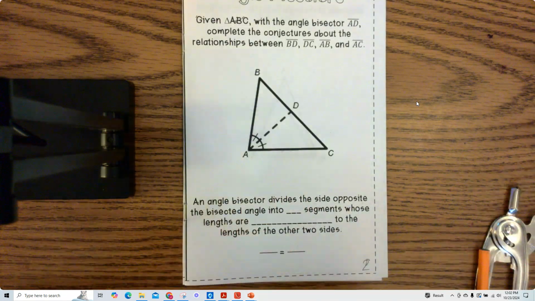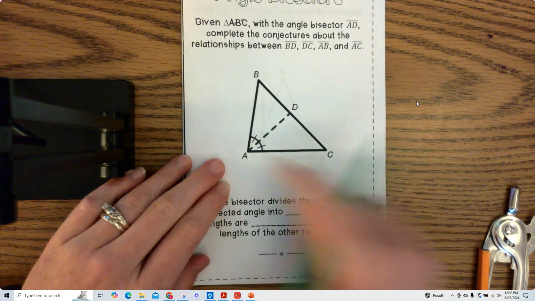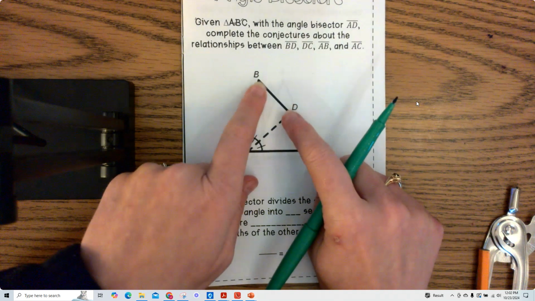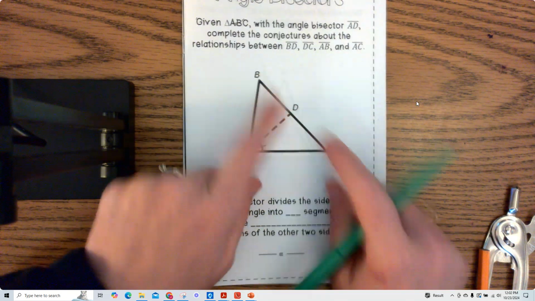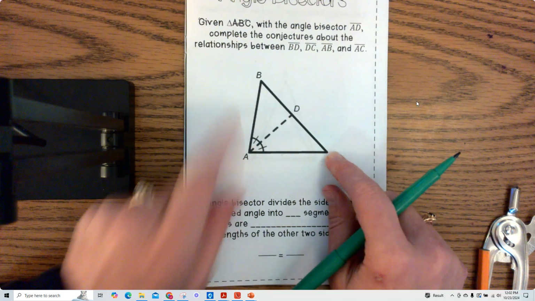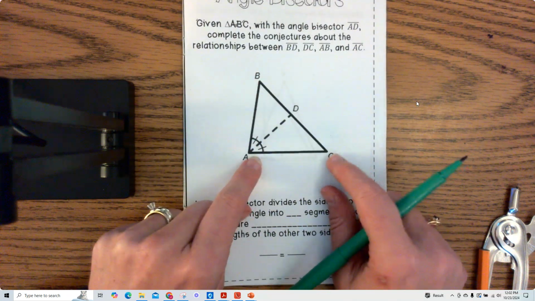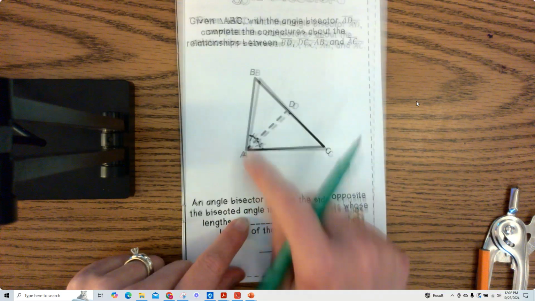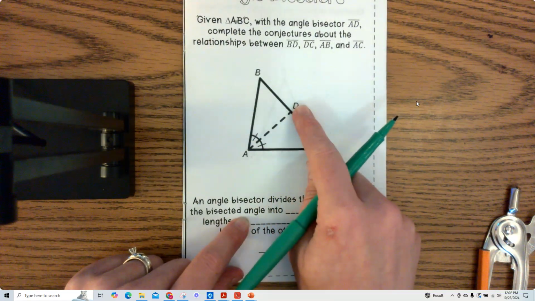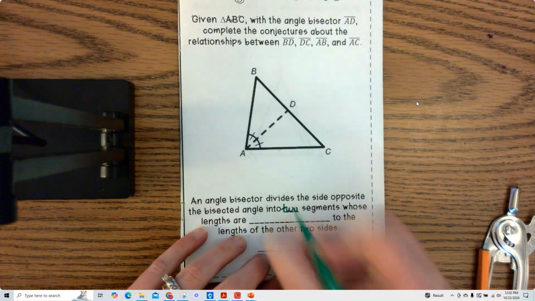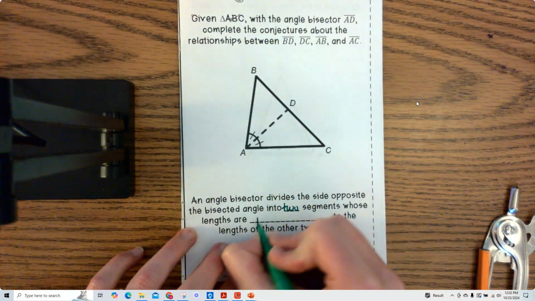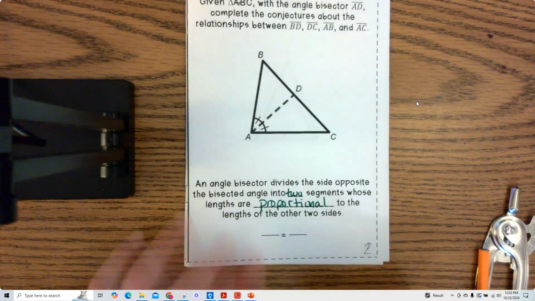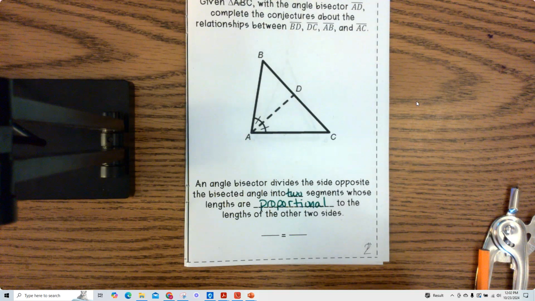Given triangle ABC with angle bisector AD, so there's the bisector, complete the conjectures about the relationship between BD, that's this little half, DC, that's this little half, and then AB, this side, and AC, this side. So an angle bisector divides the side opposite the angle, so this is the side opposite, into two segments whose lengths are proportional to the lengths of the other two sides.